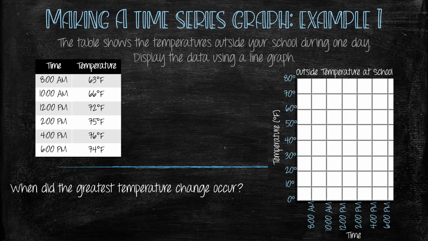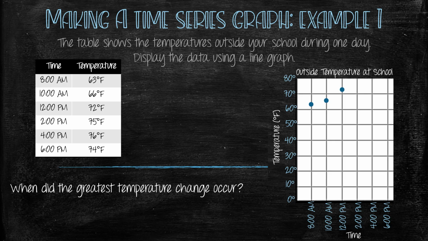Making a time series graph, example 1. The table shows the temperatures outside your school during one day. Display the data using a line graph. So at 8 a.m., and I already have all the axes, labels, and titles and scales there for you. At 8 a.m., it was 63 degrees. So we have to estimate where that is, put a dot. At 10 a.m., it's 66 degrees, a little bit higher. At noon, it's 72, so above 70, less than halfway.